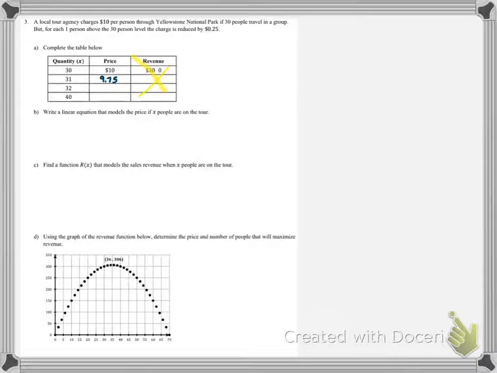And we can ignore this for now. So we're just looking at quantity and price for now. So then my price for 32 people would be $9.50. And then if there was 40 people, from 30 to 40, my quantity went up 10. So how much would my price go down?